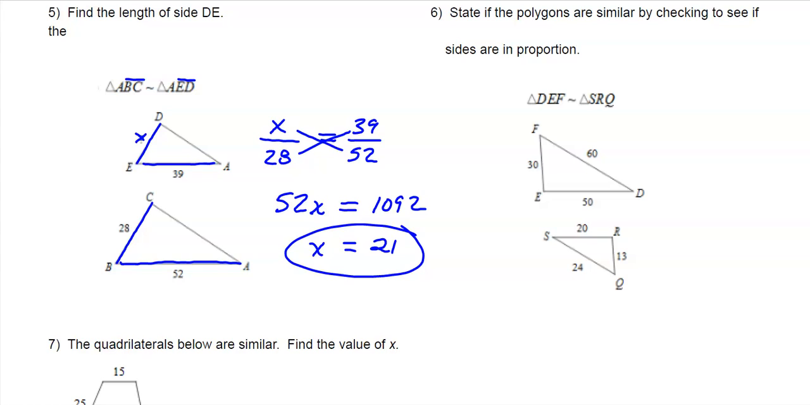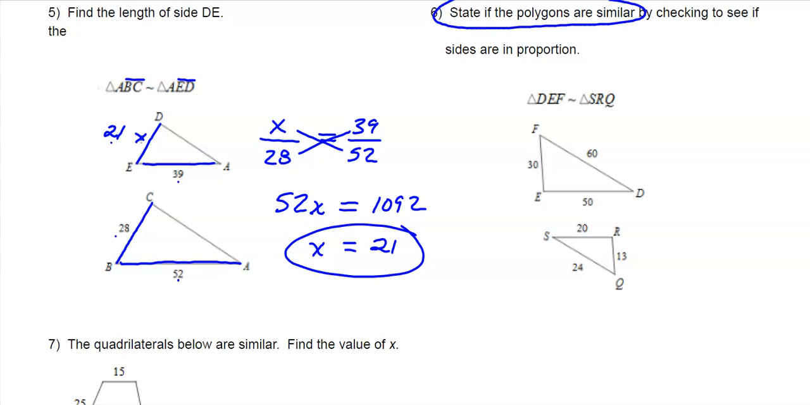And I just want to ask myself, does that make sense? And yeah, 21 is smaller than 28, so that's a good sign. It's not half. It looks like it's about 3/4. So 13, I believe, is 3/4 of 52. So that checks out. Number 6, state if they are similar.